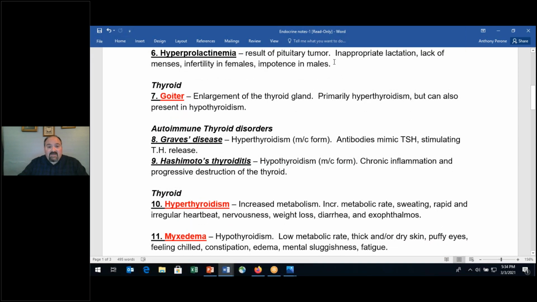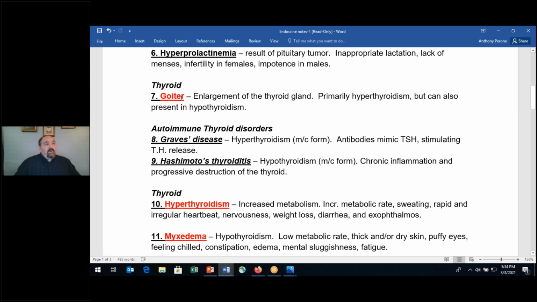Hyperprolactinemia, right? So this is a result of a pituitary tumor, inappropriate as far as prolactin, right? So prolactin is involved in production of breast milk, okay? So inappropriate lactation, a lack of menses, infertility in females, impotence in males. These are going to be as a result of higher levels of prolactin, okay? Affecting what goes on as far as males and females.